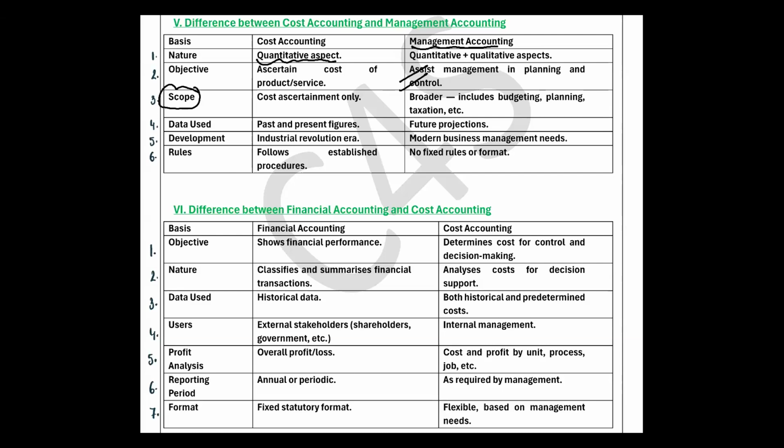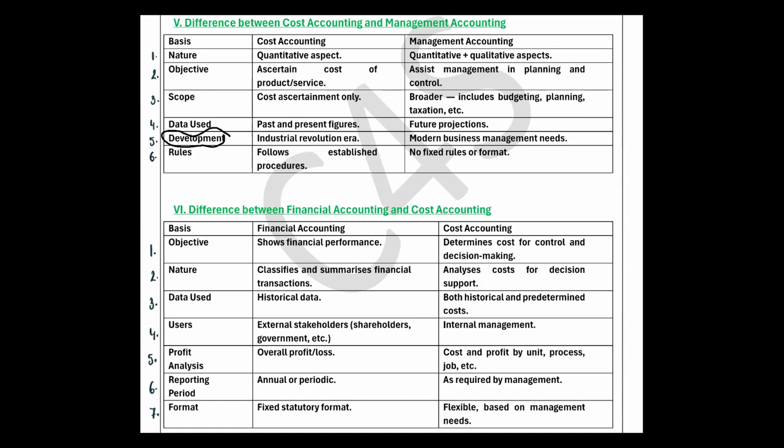What is the scope of it? Cost accounting will provide cost ascertainment only. Scope is related to cost only, it will provide the ascertainment, right? Management accounting is broader, as I told you, and includes budgeting of the company, planning and taxation also. Is it clear? What is the data used? Cost accounting uses past and present figures. But is management accounting used for past and present? No, it will think for stakeholders and decisions. And decisions are made for the future, for how the company will progress, and how stakeholders will benefit in the future, the profit they will get. So it will talk about future projections, right?